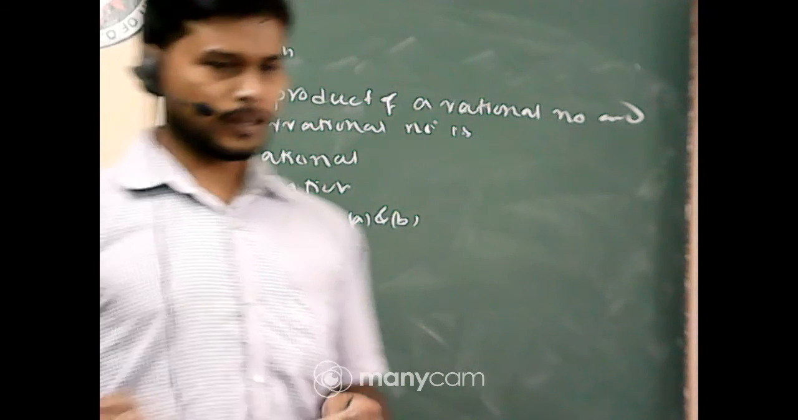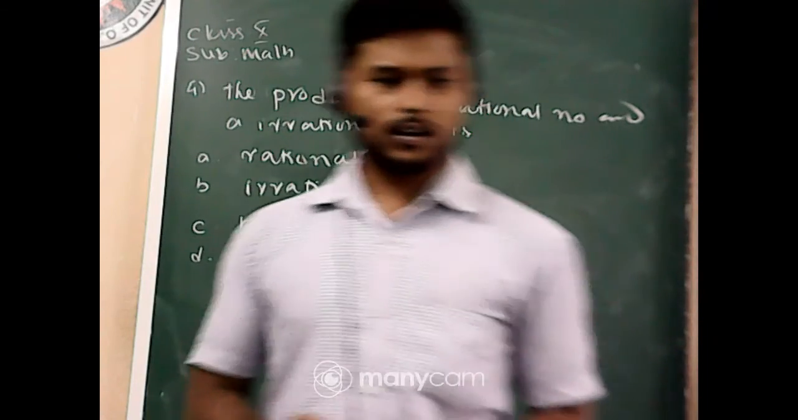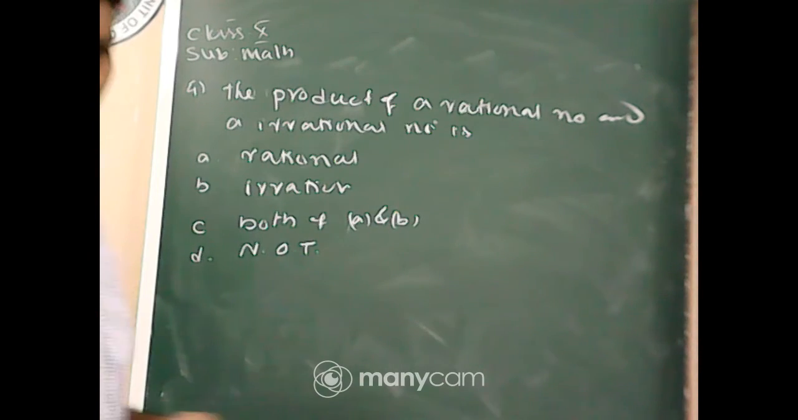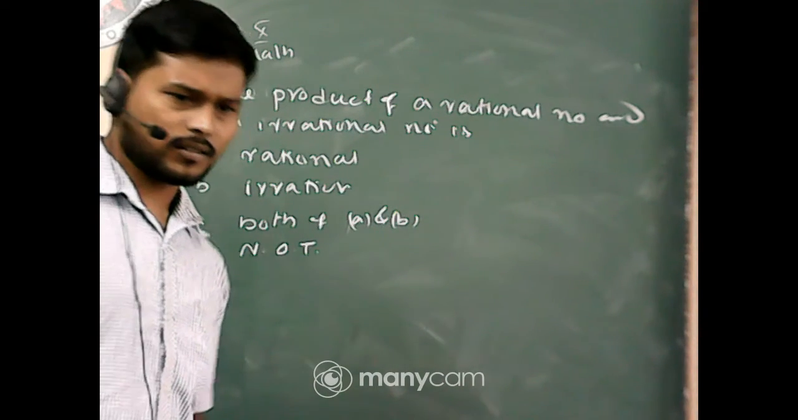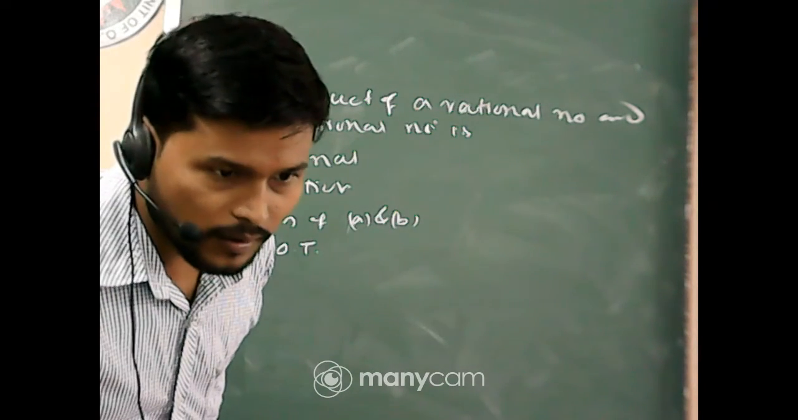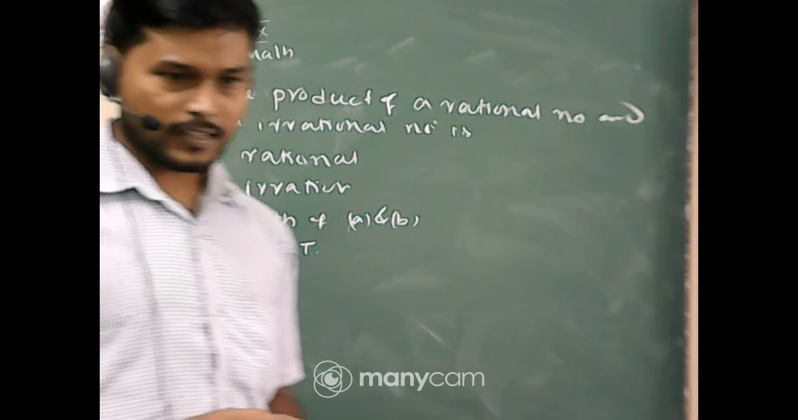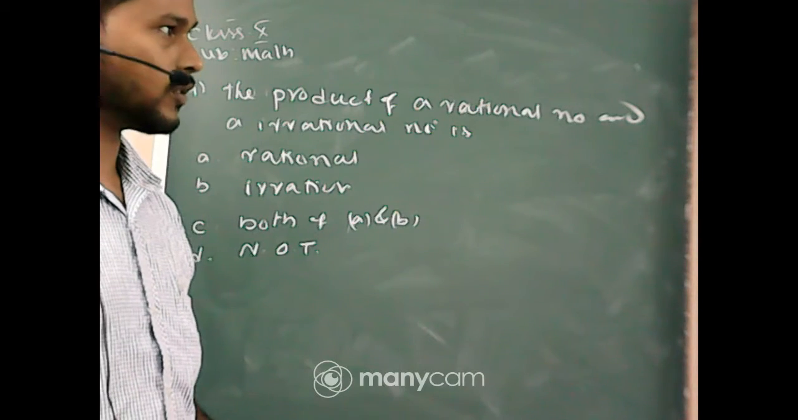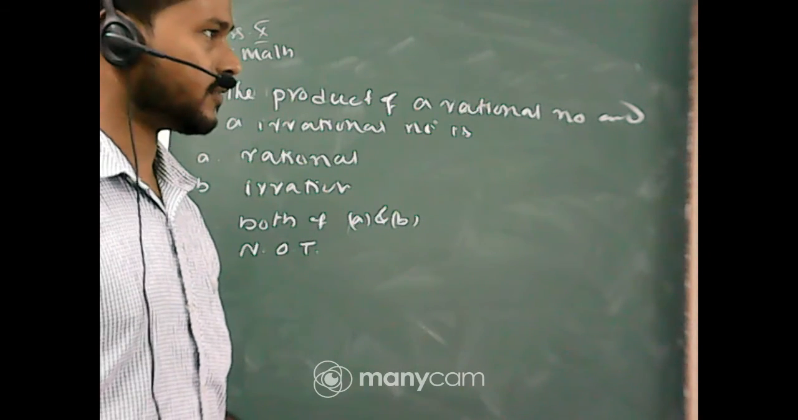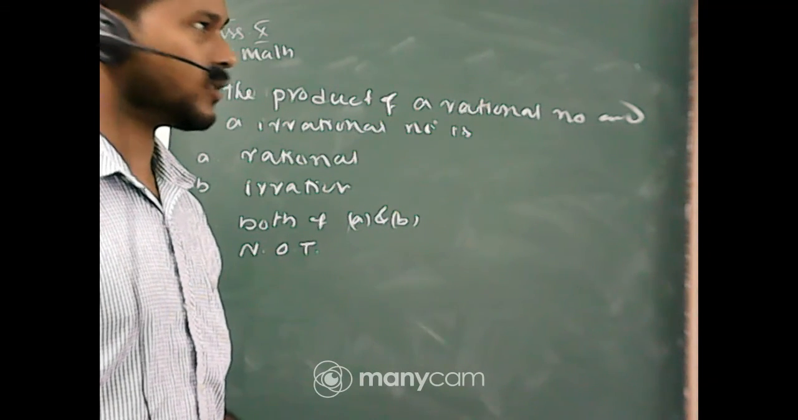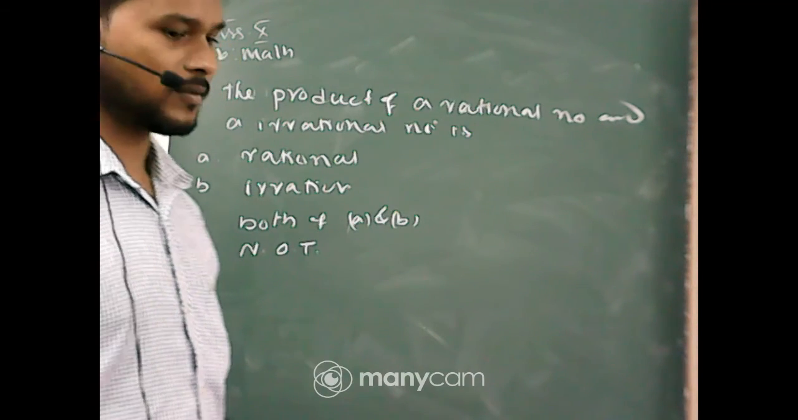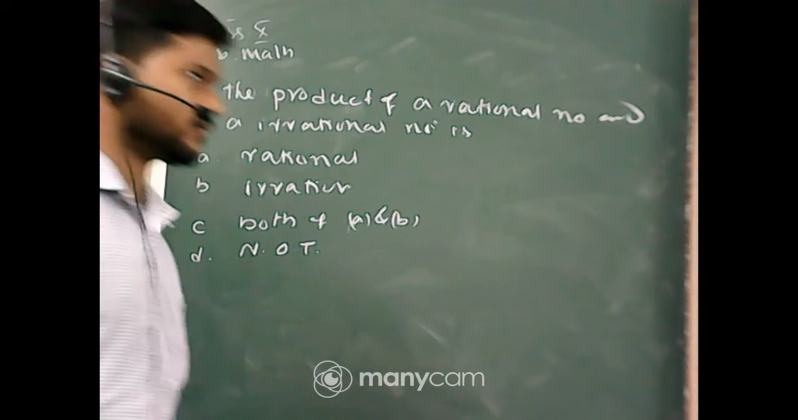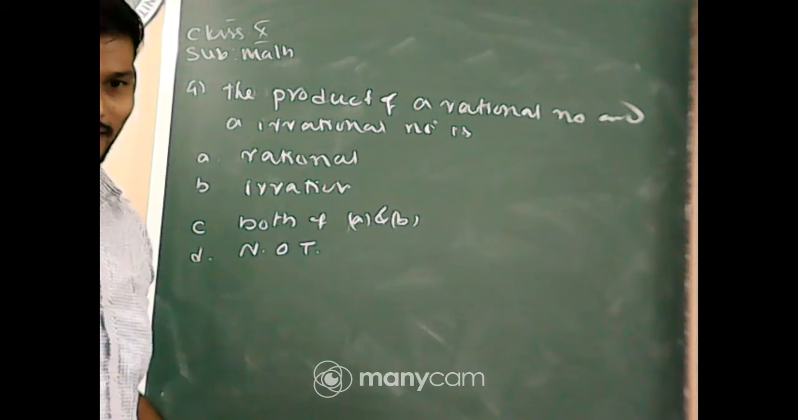Can you please explain by giving an example when a rational number is multiplied with an irrational number gives a rational number? If the rational number is 0, then the product is 0. I don't know, sir. No problem, sir. Okay, sir, no problem. Yes.